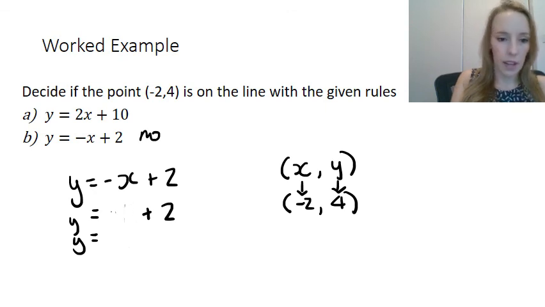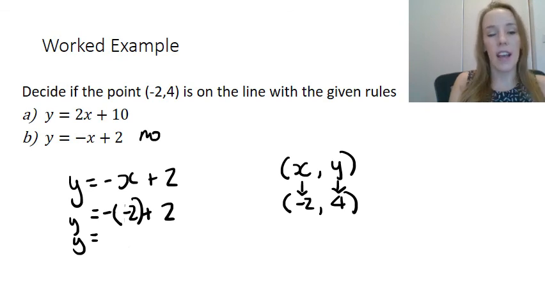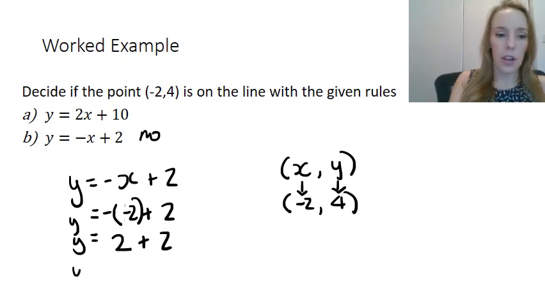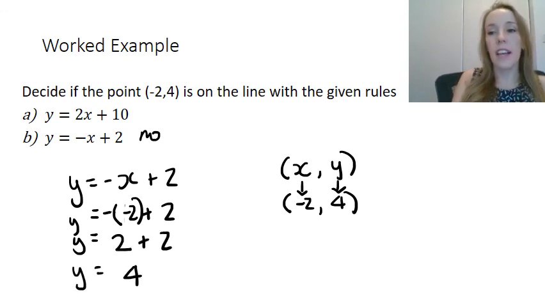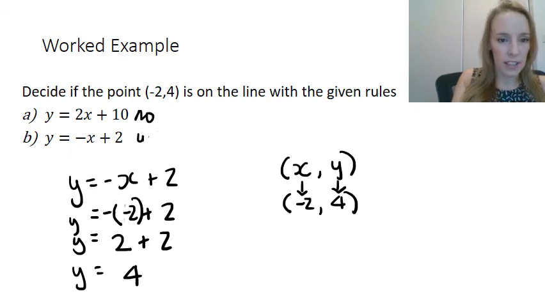So negative, and our x is negative 2. So negative times negative is a positive, so it should be 2 plus 2. Y equals 2 plus 2 is 4. So yes, actually, it does fall on the line. Sorry, I did my maths a bit wrong there. So our second one would fall on the line in that case. So the first one's no, second one's yes.